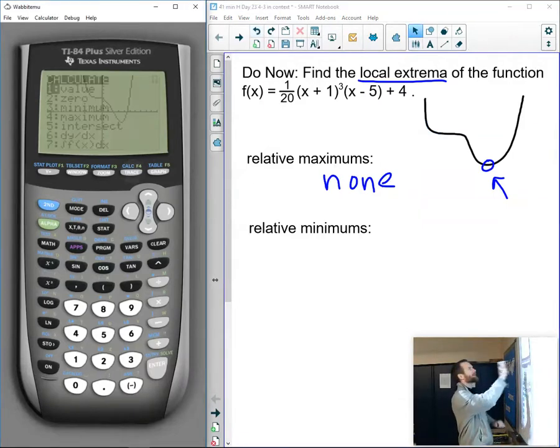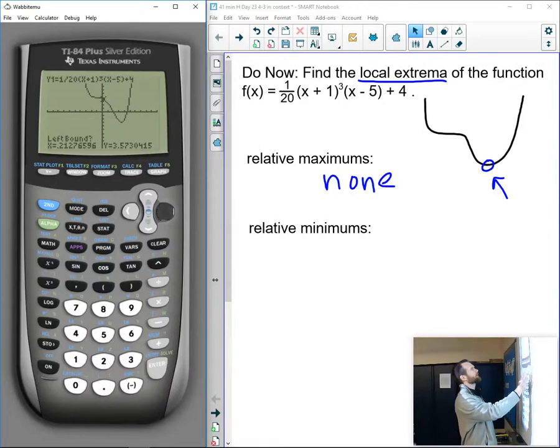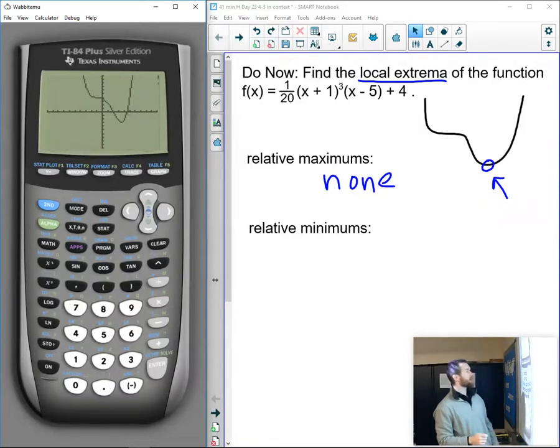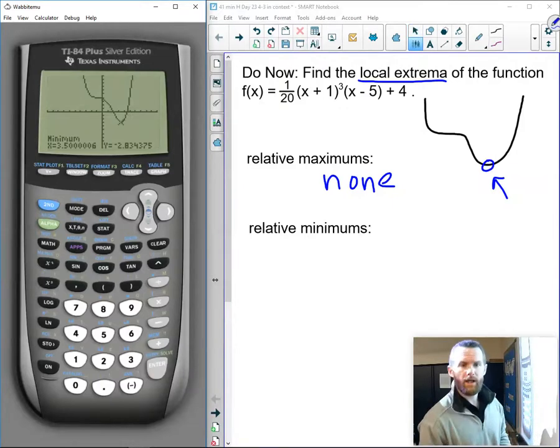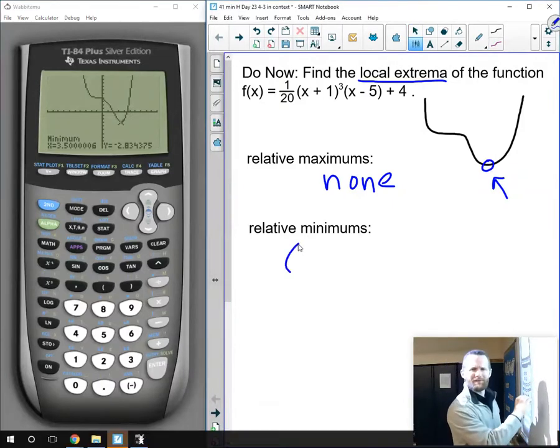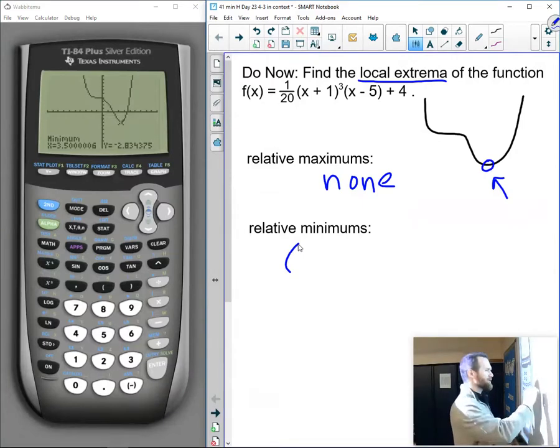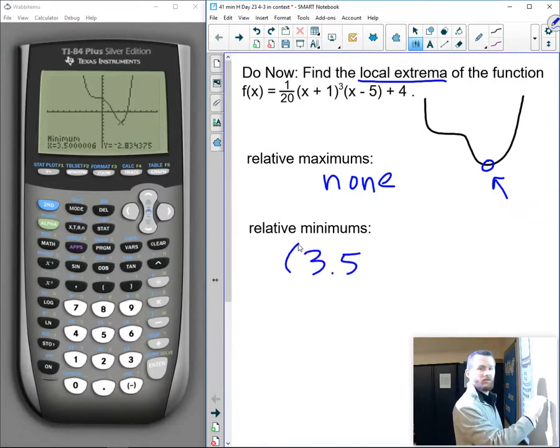So I go to second, calculate, go to minimum, and then we've got to do our left bound, right bound. So I'm going to move a little bit closer to the minimum, hit enter. Then I go to the right, past it for right bound, hit enter, and enter one more time. And let's see what we get. Okay, some weird rounding stuff here. It says 3.5 and a whole bunch of zeros. We're just going to say that's 3.5.